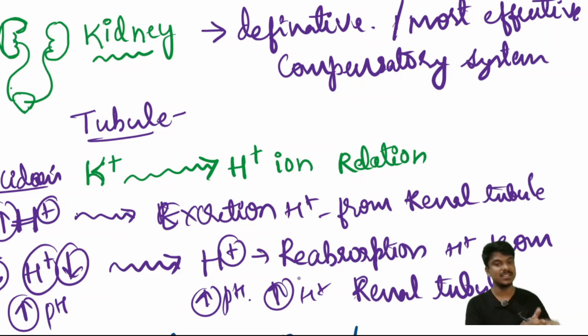When there is acidosis, it will try to wash out. It will try to excrete more H plus ion from the renal tubules. If there is alkalosis, it will try to retain. It will try to absorb the H plus ion from the renal tubules. Okay, that's how the kidney is going to work in case of acidosis or alkalosis. That's how it's going to regulate the normal blood pH.